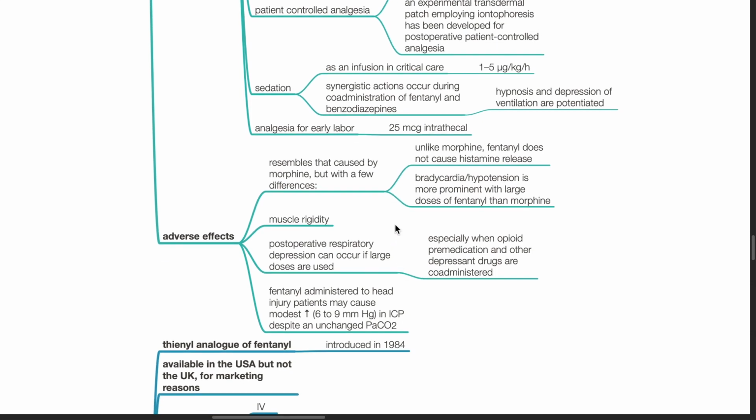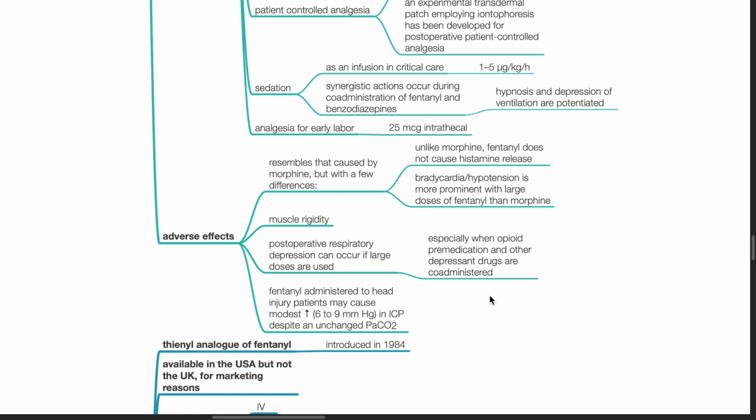Adverse effects of fentanyl resemble those caused by morphine. Unlike morphine, fentanyl does not cause histamine release. Bradycardia or hypotension is more prominent with large doses of fentanyl than morphine. Muscle rigidity may occur. Post-operative respiratory depression can occur if large doses of fentanyl are used, especially when opioid pre-medication and other depressant drugs are co-administered.